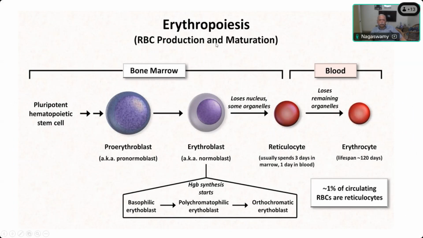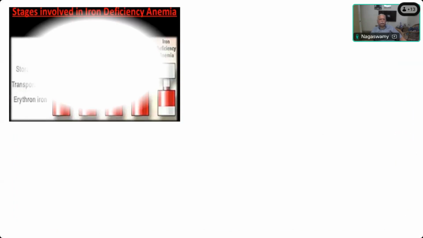So the two points you have to remember with regard to RBC production are: in the first two stages, there is a nucleus present, and that is responsible for synthesis of hemoglobin. And once it reaches the stage of reticulocyte and erythrocyte, the nucleus disappears and the hemoglobin is already incorporated into the cells, and that is the final stage. It cannot increase the hemoglobin anymore. So that is the importance of erythropoiesis.